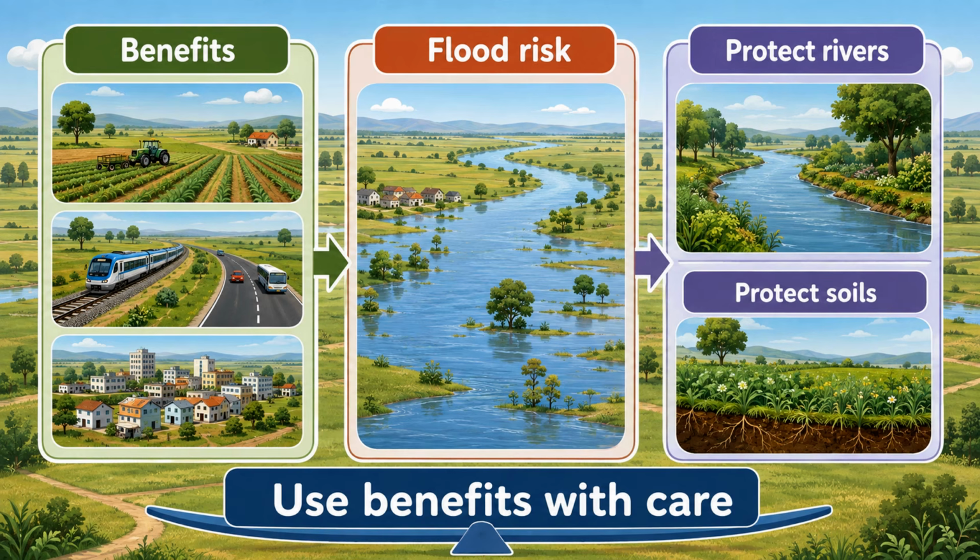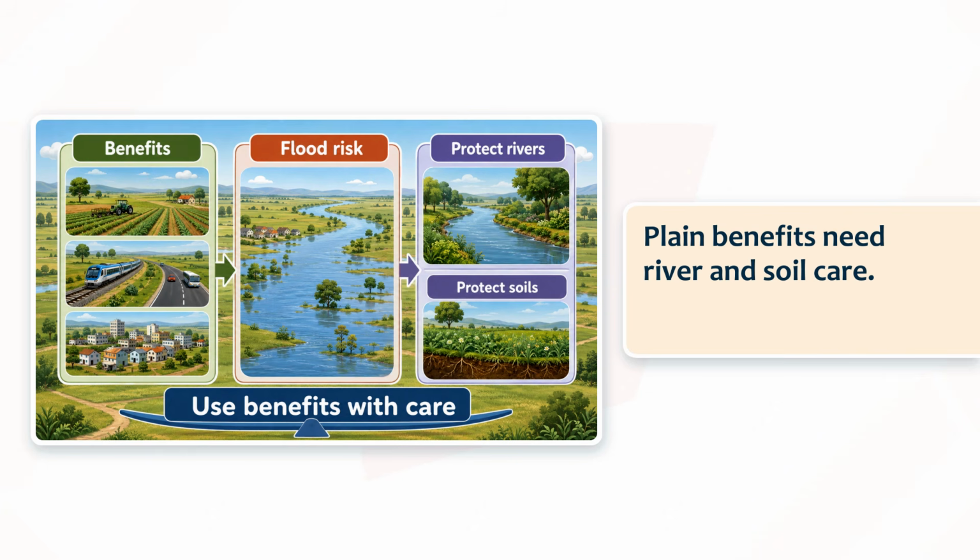Plains can support farming, transport, and settlement, but flood risk also matters. A balanced approach protects rivers and soils while using plain benefits. The board asks us to judge benefits and risks together. Plain benefits need river and soil care. Flood risk must stay part of the picture.